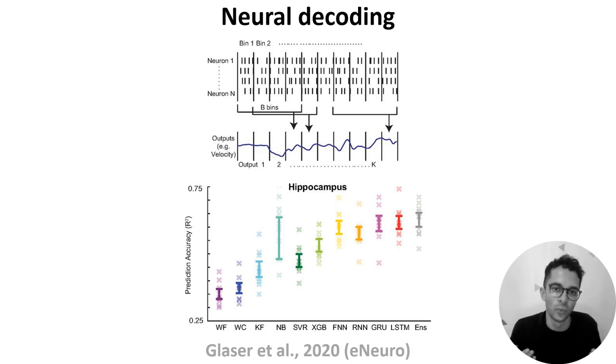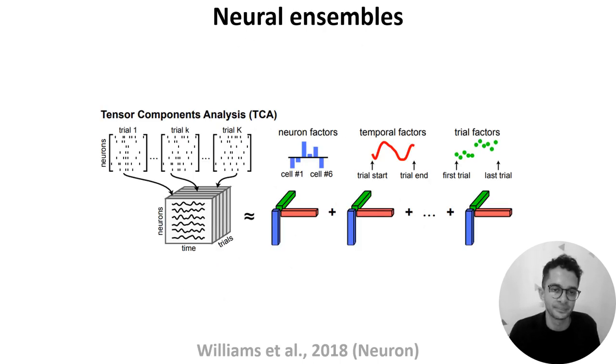In that case, one approach would be what I'm going to call ensemble methods. So these methods try to identify groups of neurons with correlated patterns of activity over time. One approach to this would be to use a clustering algorithm which groups neurons into clusters which have similar activity patterns. Another is the method shown here, which is called tensor component analysis.